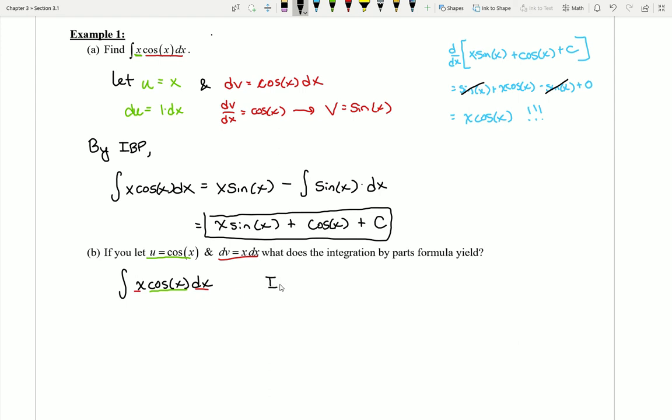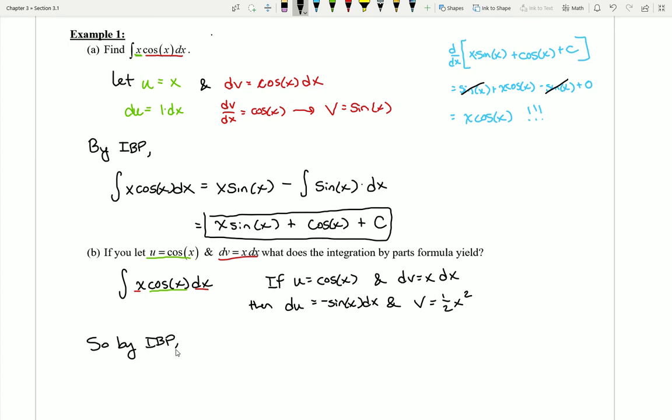Okay, so I'm going to go ahead here and just quickly write down that if u is equal to the cosine of x and dv was equal to x dx, then du is negative sine of x dx, and v, let's see, I would need something I could take the derivative of to just get x. Well, that could be something like 1/2 x squared.